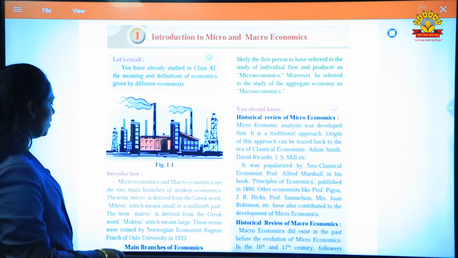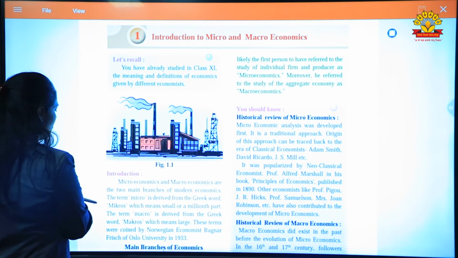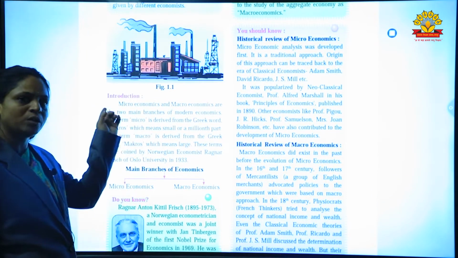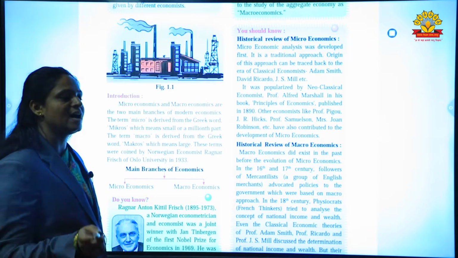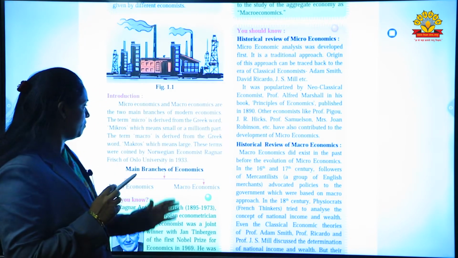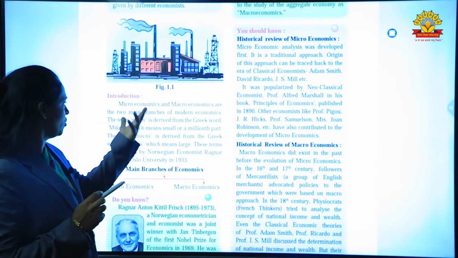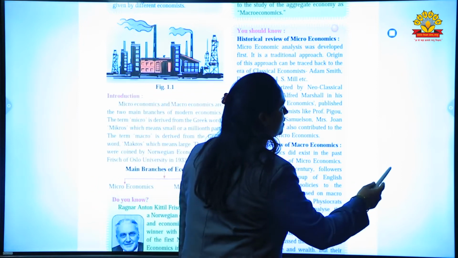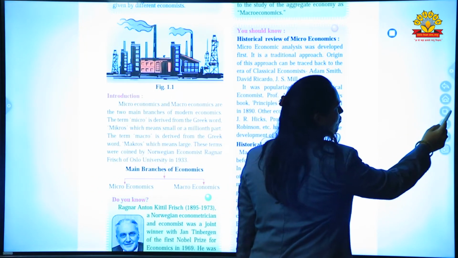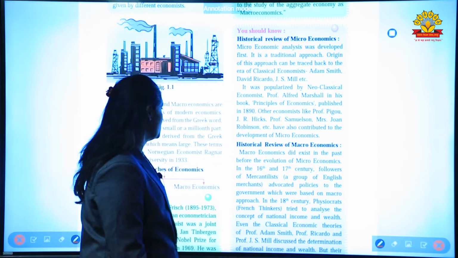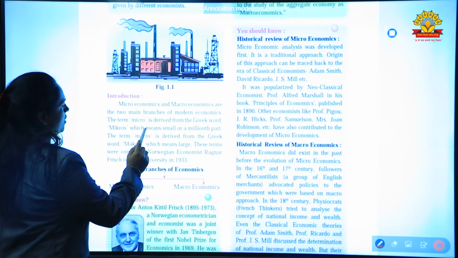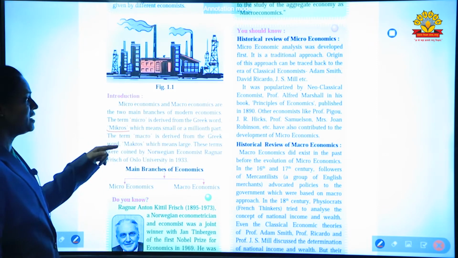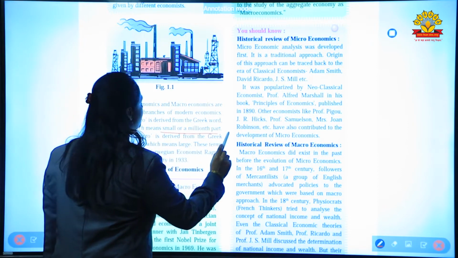Today we discuss the introductory part of microeconomics and macroeconomics. Both micro and macroeconomics are modern branches of economics. First one is micro and second one is macroeconomics. Both words are derived from the Greek word mikros, which means small.